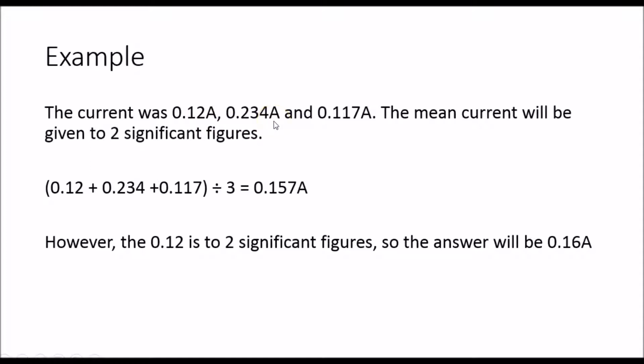So when you have to give an answer to an appropriate number of significant figures, you look at all the numbers you're given and find the one with the lowest number of significant figures and use that one. So the answer is actually not 0.157, the answer is actually 0.16. So why is that? Why can't you just do 0.157?